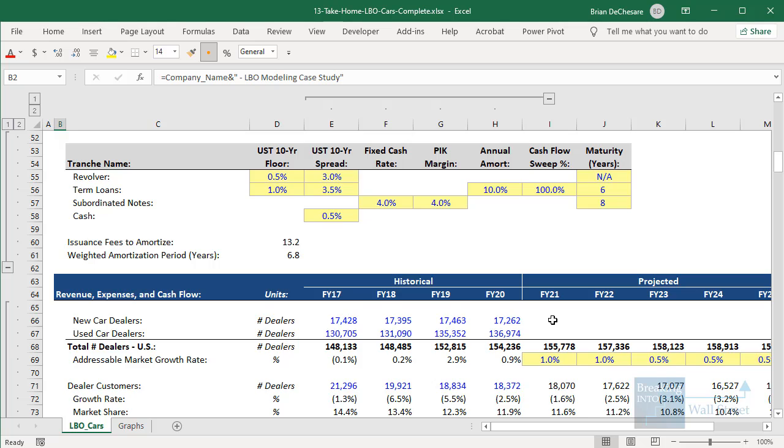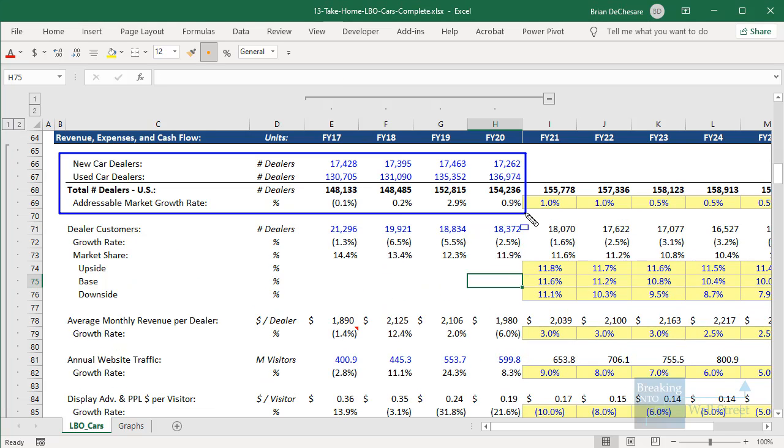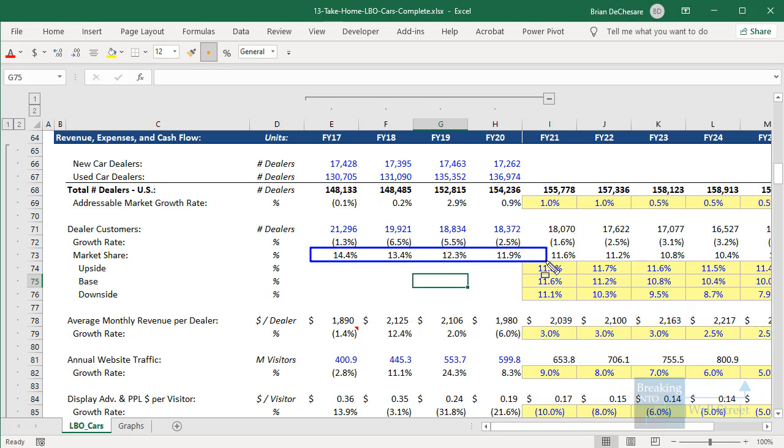So for example, down here, we look at the total number of dealers in the US, see that it's basically stagnant, maybe growing at a very low percentage growth rate if you add up new and used. And then we looked at the company's market share and found that it was falling from around 14% to about 11 or 12% over the past 3 or 4 years.